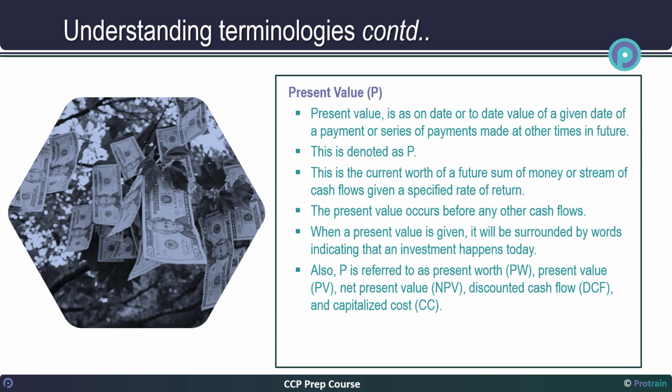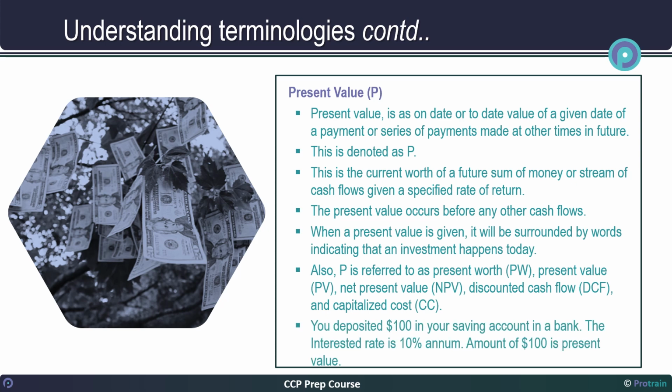Let us take an example to understand present value. Say, you deposited $100 in your savings account in a bank. The interest rate is 10% per annum. With this, at the end of the year you shall get $110 from the bank. In this example, the amount of $100 is the present value of your investment, and $110 is the future value. We shall talk about future value in the next slide.